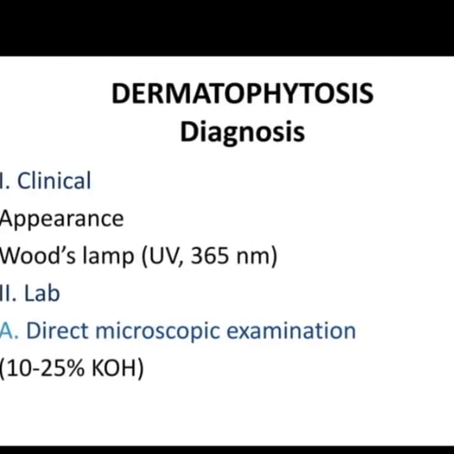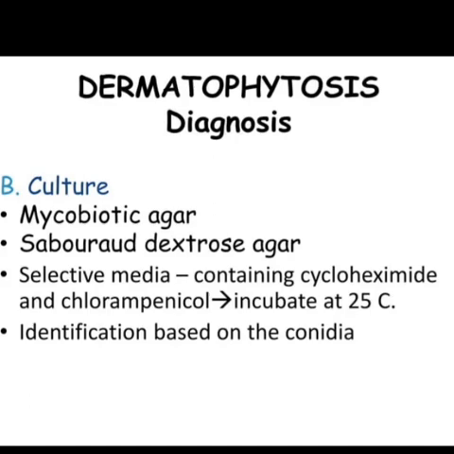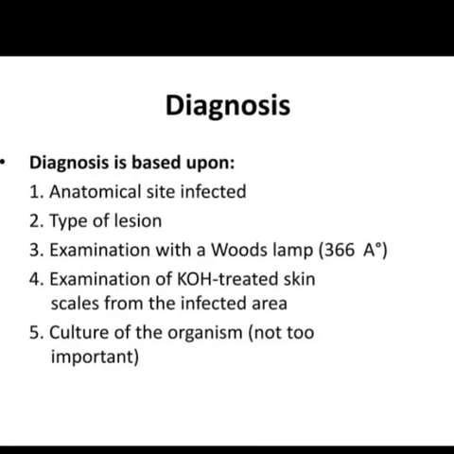Dermatophytosis diagnosis: the clinical appearance, Wood's lamp with UV at 365 nanometers, and lab direct microscopic examination. The culture uses Sabouraud dextrose agar and selective media containing cycloheximide and chloramphenicol. They are incubated at 25 degrees Celsius. The identification is based on the conidia. Diagnosis is based upon the anatomical site infected, type of lesion, examination with Wood's lamp, examination of KOH-treated skin and scales from the infected area, and culture of the organism, which is not too important.